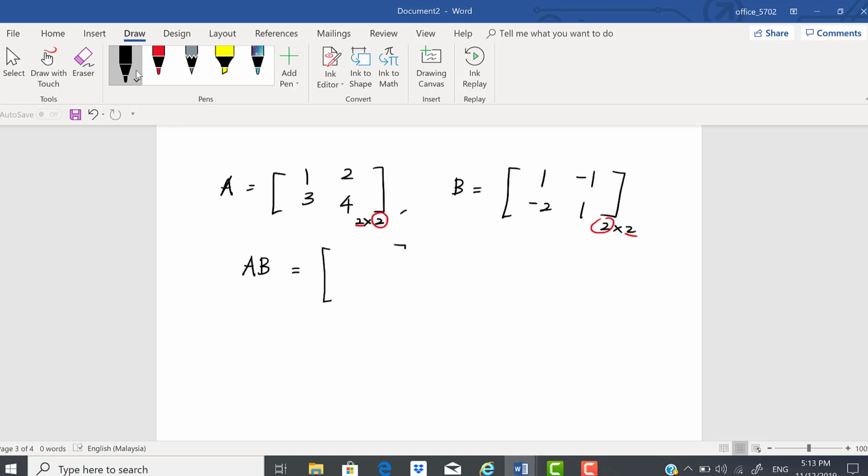Okay, when A times B, you must get a 2 by 2 matrix. That means we have 2 rows and we must have 2 columns. So that means we must have the 4 values. Okay, now, so how to get it? A times B is equal to this one times this one, times this column.